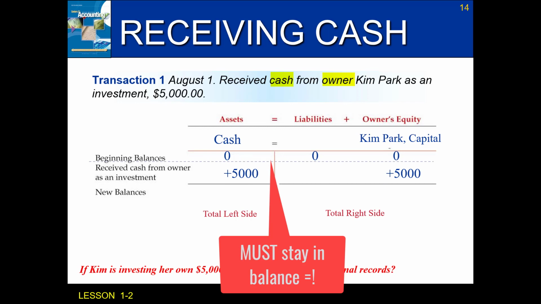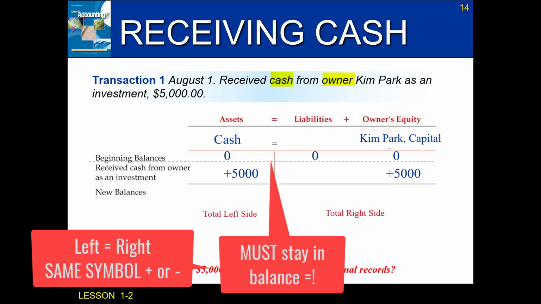So I would have plus $5,000 of cash on the left, which means that me as an owner, or Kim Park as an owner, would also be worth $5,000 more. So whatever symbol you have on the left side has to be the same symbol on the right side of your accounting equation. So if I had a minus symbol on the left, I have to have a minus symbol on the right because they need to equal.